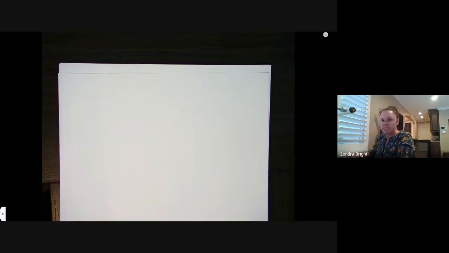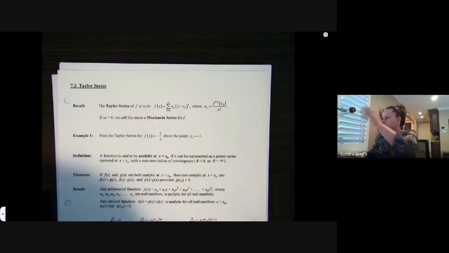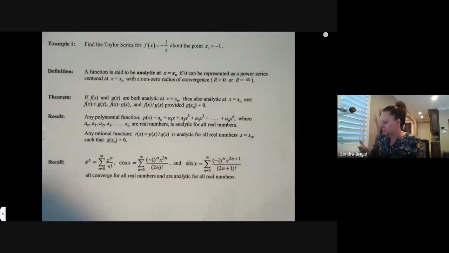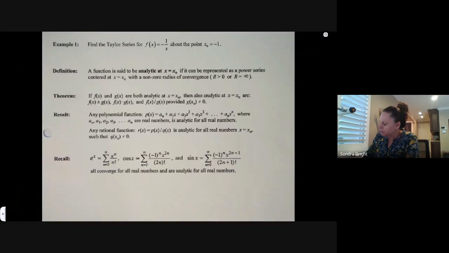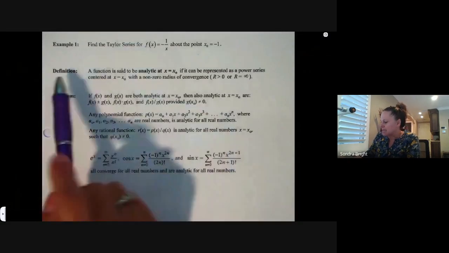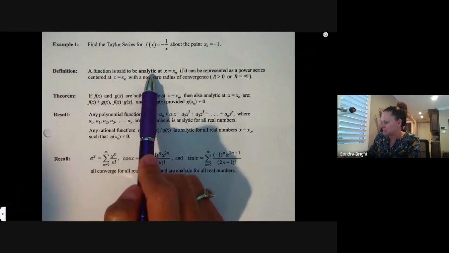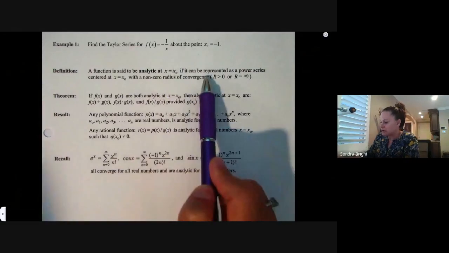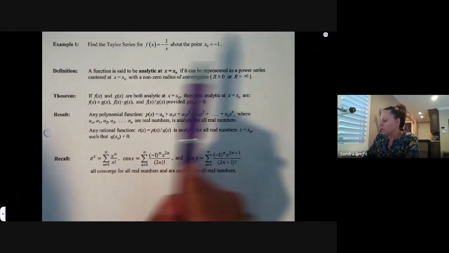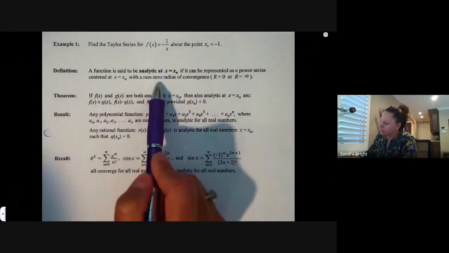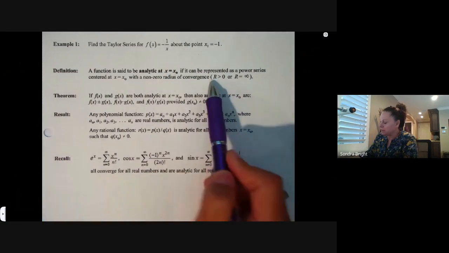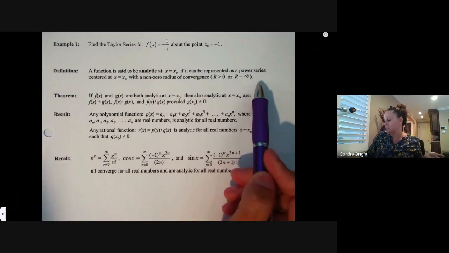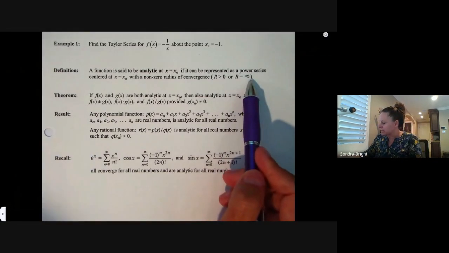Let's give you a couple definitions that I'm not going to write out because we're really not even going to be dealing with these until tomorrow, on the next lesson. But definition: a function is said to be analytic at x equals x naught, so at this point, if it can be represented as a power series centered at x naught with a non-zero radius of convergence. So if either r is greater than 0 or r is infinity. You'll see on the next lesson how we deal with those.